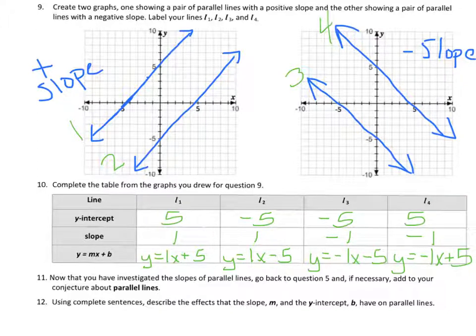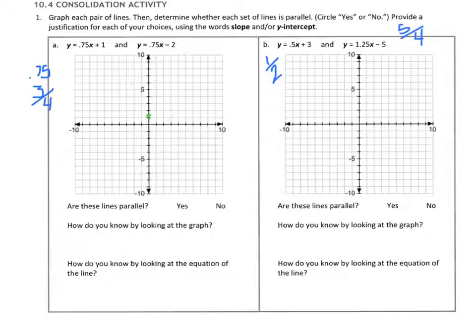For question 12, using complete sentences, describe the effects that the slope m and the y-intercept b have on parallel lines. In 1a, the first equation starts with an intercept at positive 1, and the slope is 0.75x. This is positive. 0.75 as a fraction means 3 over 4. So from 1, we would go up 3 and over 4, or down 3 and over 4. So make a line that looks kind of like that. Okay, the second line starts at negative 2 and has the same slope of up 3 and over 4.